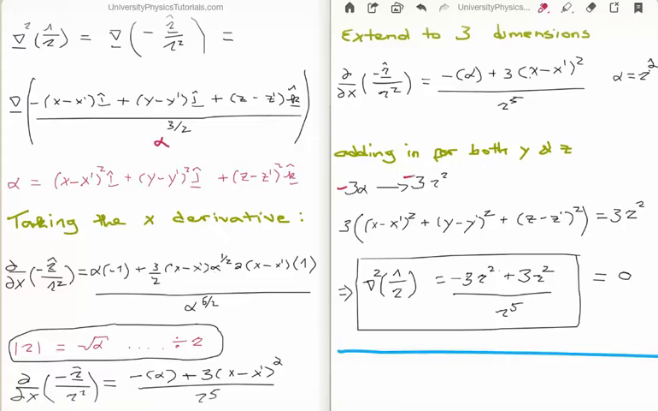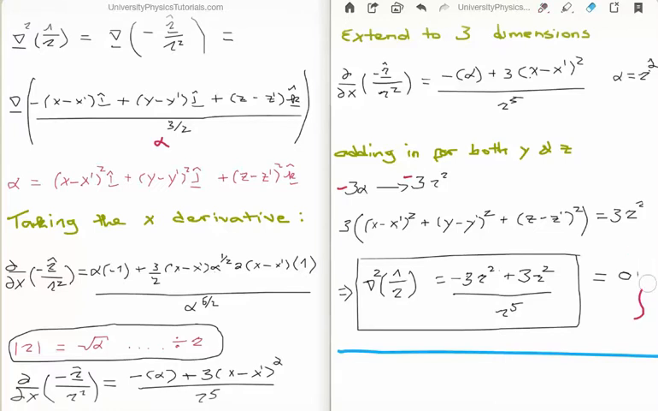Now, for the 3 outside of x minus x prime squared, when we extend this to 3 dimensions, we're going to have 3 outside of each of the components here. So really what we have is 3 times the square of the magnitude of the separation vector, and this is all going to be divided by the magnitude of the separation vector to the 5th power. So when we put them all together, essentially what we're going to see is minus 3 times the magnitude of the vector squared, plus 3 times the magnitude of the vector squared. And this, of course, is 0.